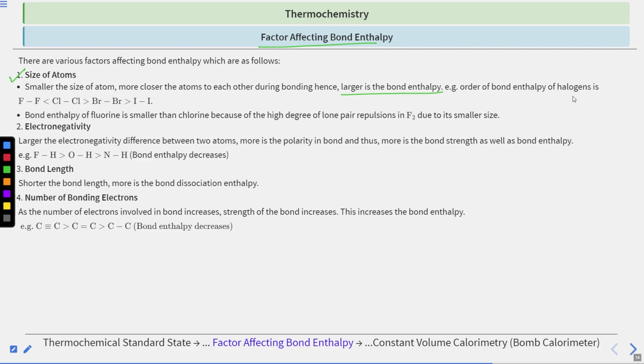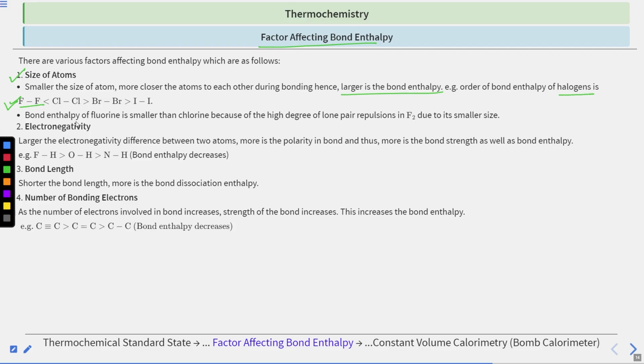For example, the order of bond enthalpy of halogens is given here. It is smallest in the fluorine molecule and highest in the chlorine molecule, then the bromine molecule, and then the iodine molecule. As we said, the smaller the size, the more the bond enthalpy. You can see here that the chlorine molecule has the largest bond enthalpy, but fluorine is smaller than chlorine. Still, the bond enthalpy of fluorine is less than chlorine.